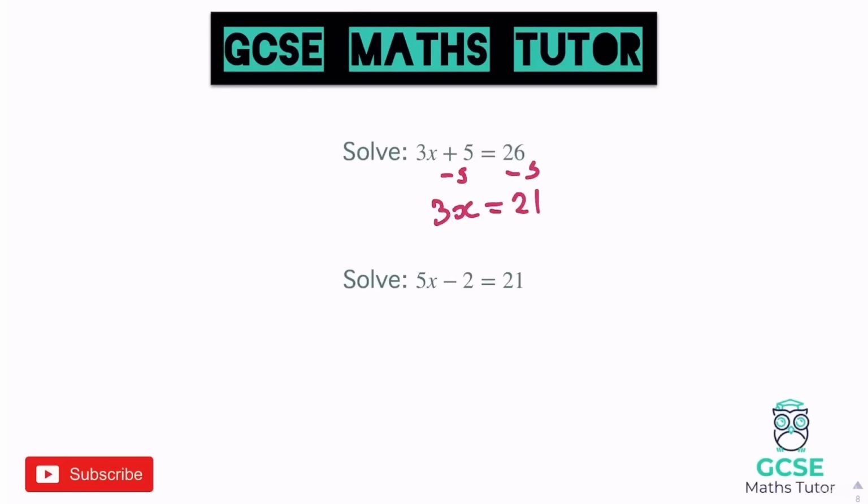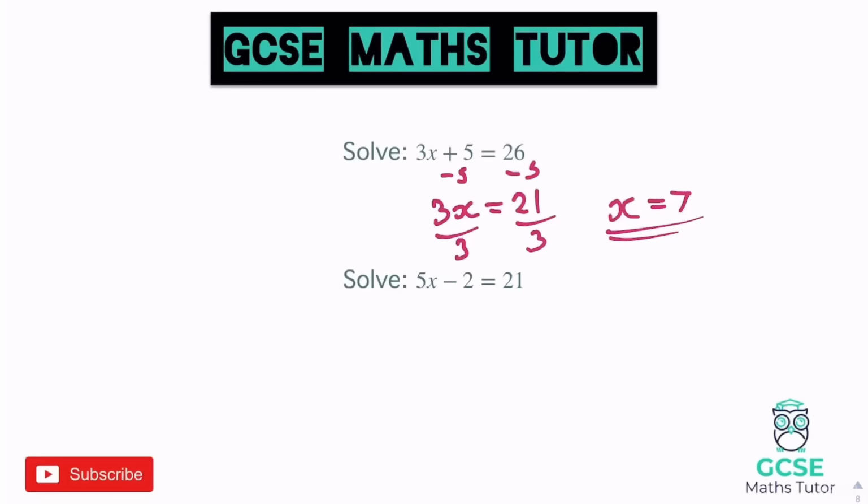And that means 3 times the number, so we can reverse this process now by dividing by 3, which I like to write as a little fraction, so divide by 3. And 21 divided by 3 is 7, so we would write x equals 7, and there's our final answer. So have a look at this next one. 5x minus 2 equals 21.